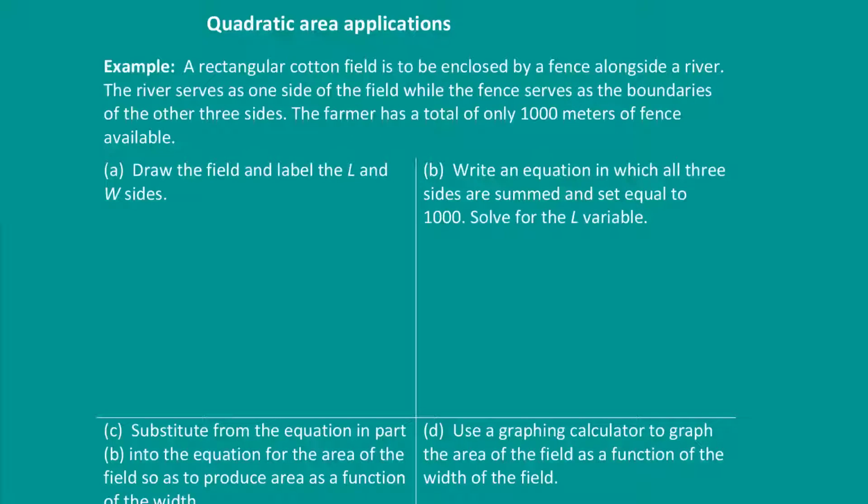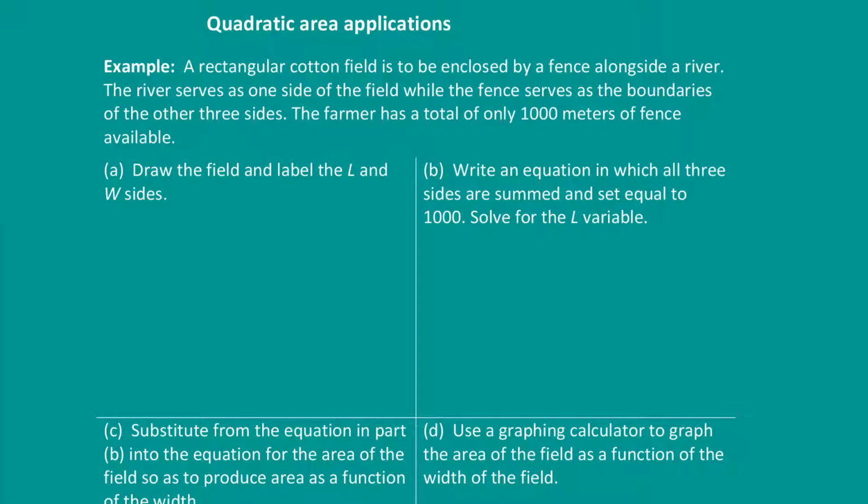In this lesson, we're going to be talking about quadratic area applications. This is just a continuation of the previous lessons, how to set up these equations and how to solve them. The first example, our only example of this lesson: a rectangular cotton field is to be enclosed by a fence alongside a river. The river serves as one side of the field, while the fence serves as the boundaries to the other three sides. The farmer has a total of 1,000 meters of fence available.